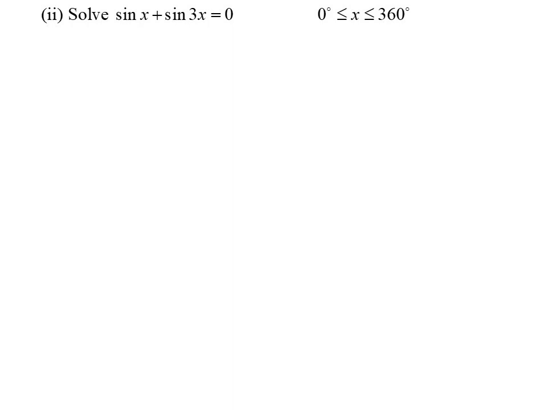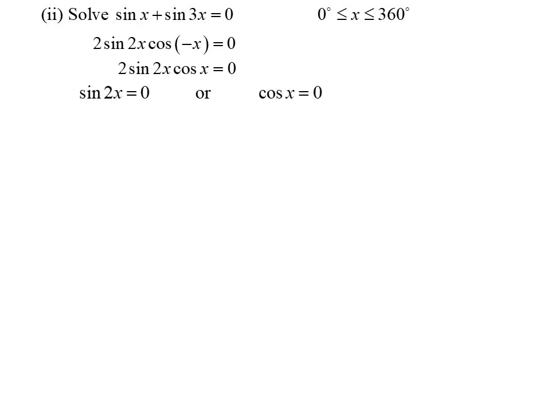So sine x plus sine 3x. Well, it's sine plus sine. So that's 2 sine, half the sum. Well, 3x and x is 4x, half of that is 2x. Cos half the diff. X minus 3x is minus 2x, half of that is minus x. But of course cos x is an even function, and so I get sine 2x cos x.